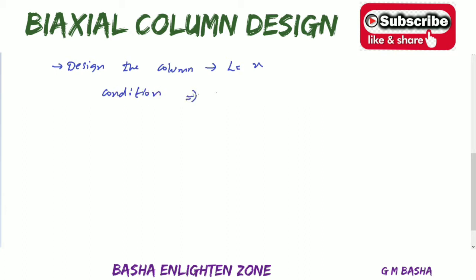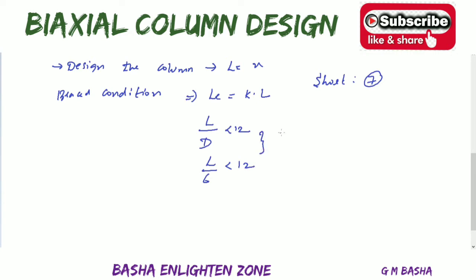Based on the condition, I told that the effective length will be equal to k into L. Whether it comes under braced, you can check according to the condition. Each and everything I explained very clearly. What I want to add here is that in example 7 the question directly mentions short, but if it doesn't, based on the unsupported length and dimensions you can check both directions, like Le by D and Le by B. If it is less than 12, then you can design this column as a short column.